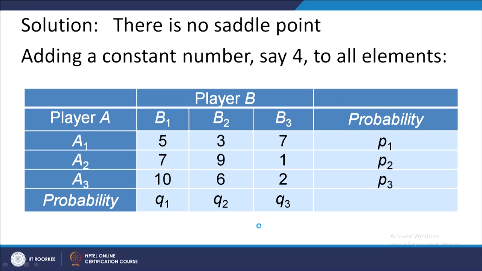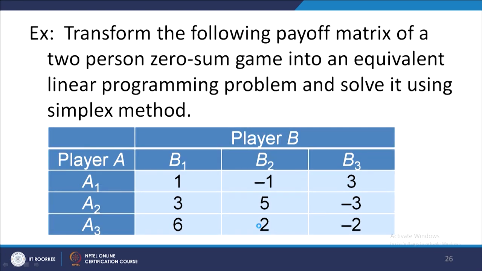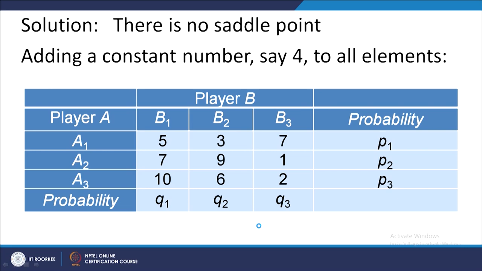Now in the payoff matrix, what we find is that if we add a constant 4 to all the entries, then as a result we get the following payoff matrix: 5, 3, 7, 7, 9, 1, 10, 6 and 2. Now you could have added 3 also, that is not a problem. If you had added 3, then one of the entries would have become 0, that is also fine, but in this case I have added the constant 4. Now all the entries in the payoff matrix have become greater than 0.